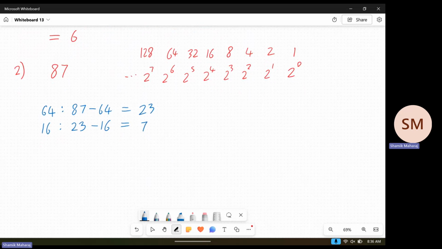All right, now again, the same process. We look for the first number smaller than 7. Can you identify it? 4. Perfect. So then we take 7 minus 4, which is 3, right?